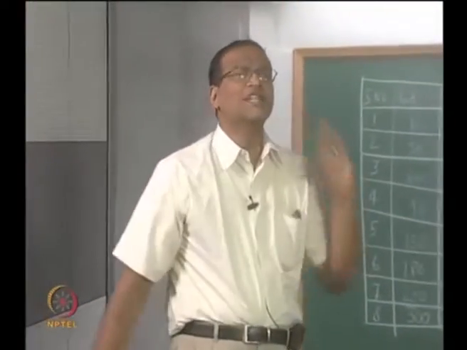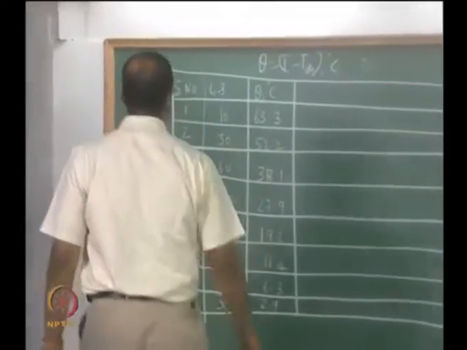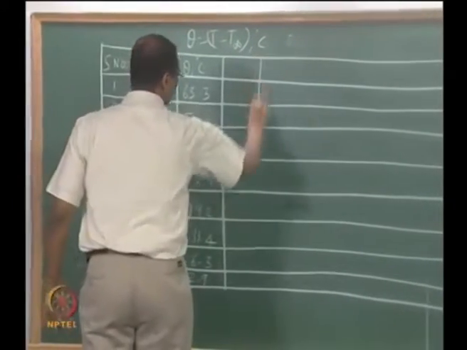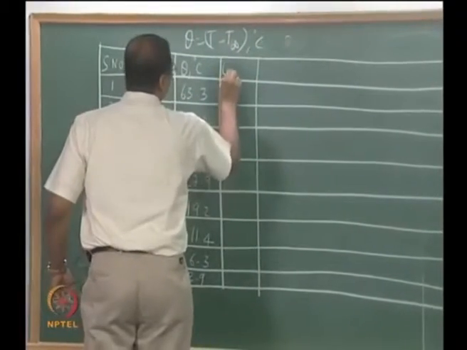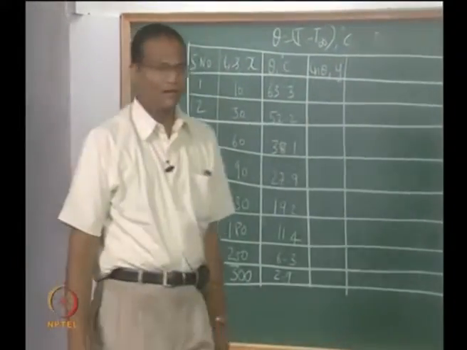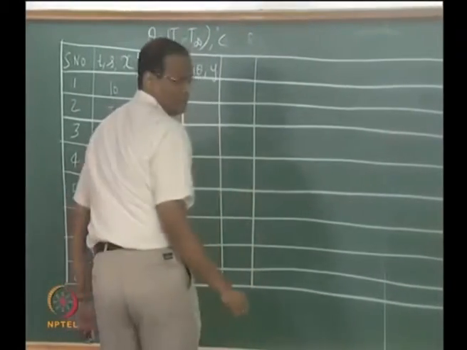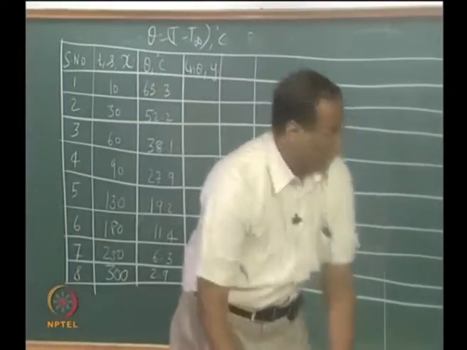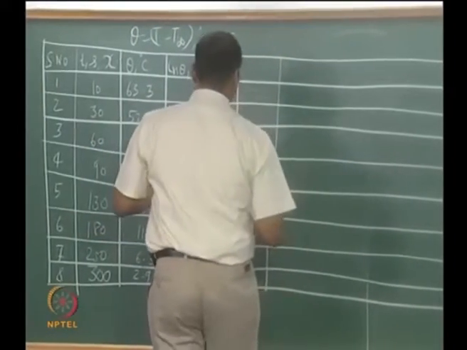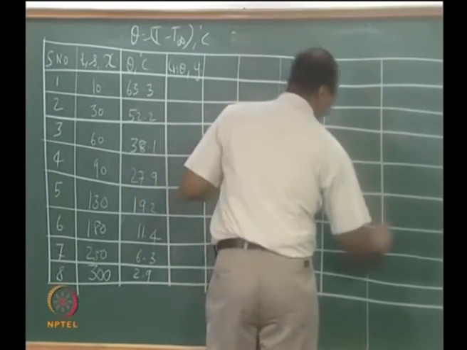So first reduce it to the standard equation of a straight line. So I can straight away call this as x. Now I have to open a column, ln theta, this will become y, correct. Then x squared, xy, y bar, y fit.